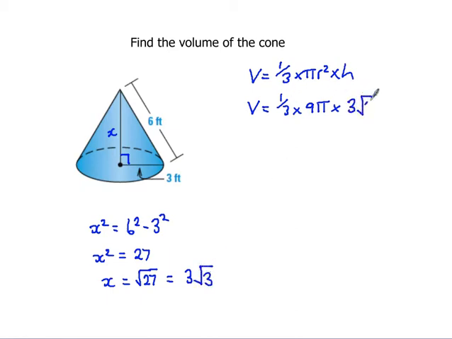So now we just need to input all this. We can do it in a calculator, or we can slightly tidy it up first of all. A third times 9 pi is just going to give me 3 pi multiplied by 3 root 3. So I'll stick that into my calculator here, and that'll give me the value of 48.97 to 2 decimal places. And again, it's a volume, so it's feet cubed.